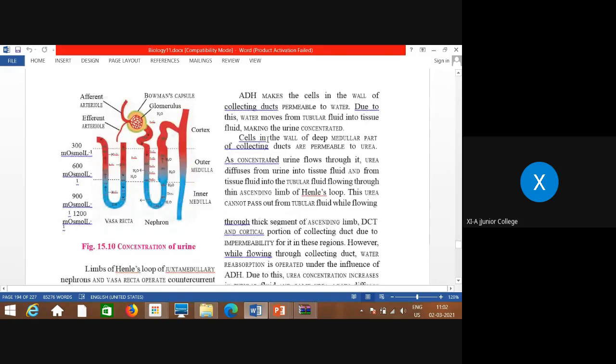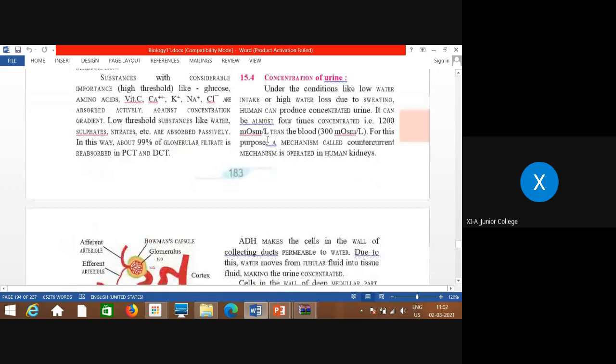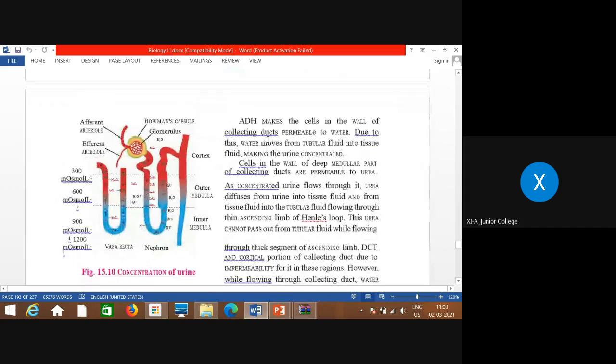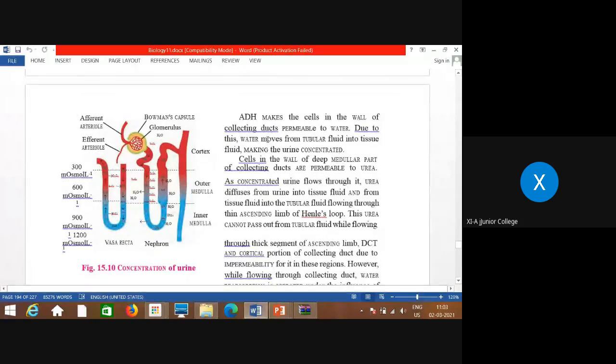So one more thing is very important in this case, that is ADH. That means what? Anti-diuretic hormone. ADH is nothing but anti-diuretic hormone, which makes the cells in the wall of the collecting duct permeable to water. And due to this, water moves from tubular fluid into tissue fluid, making the urine concentrated.